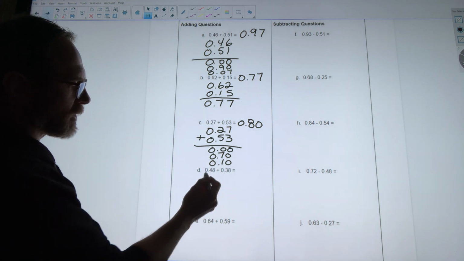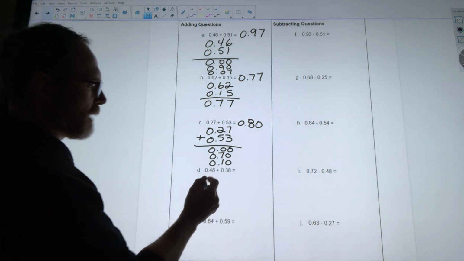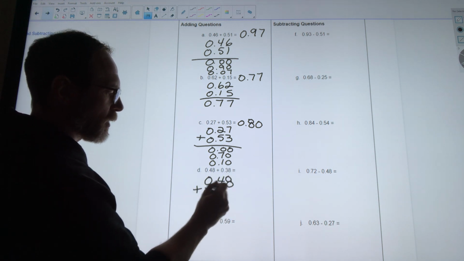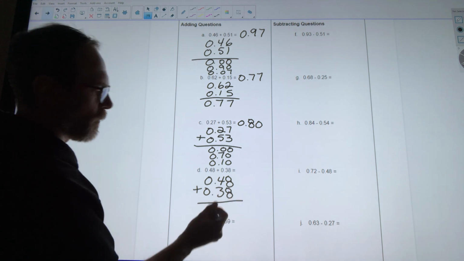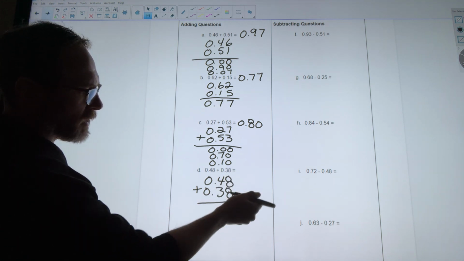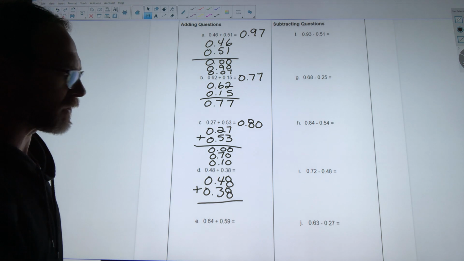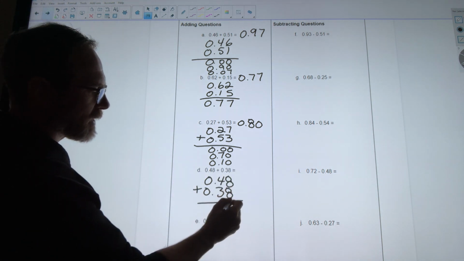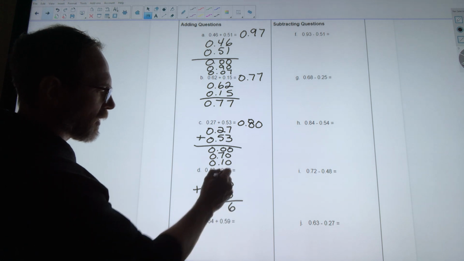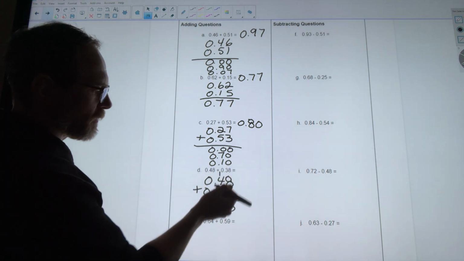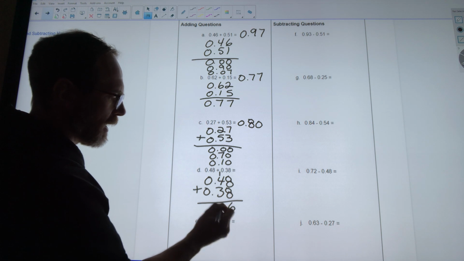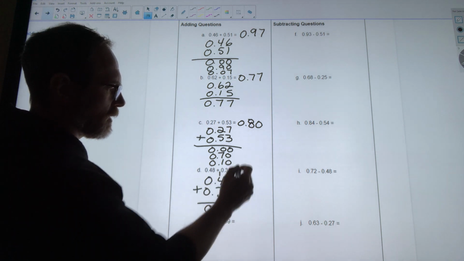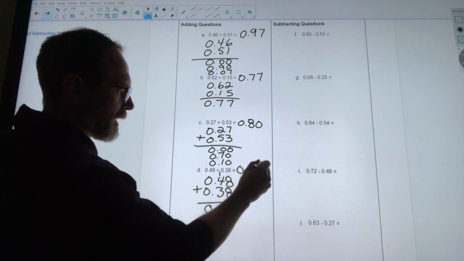I'm going to stack with this one here, but I'm going to use carrying this time. So 0.48 plus 0.38. Looking at the hundredths place first, if you're doing the carrying, you have to start at the furthest to the right. So 8 and 8 is 16, so I'm going to put a 6 here and carry the 1. 1 and 4 is 5, 5 and 3 is 8. And then 0 and 0 is 0. Don't forget to drop your decimal in where it belongs. And that gives me 0.86.